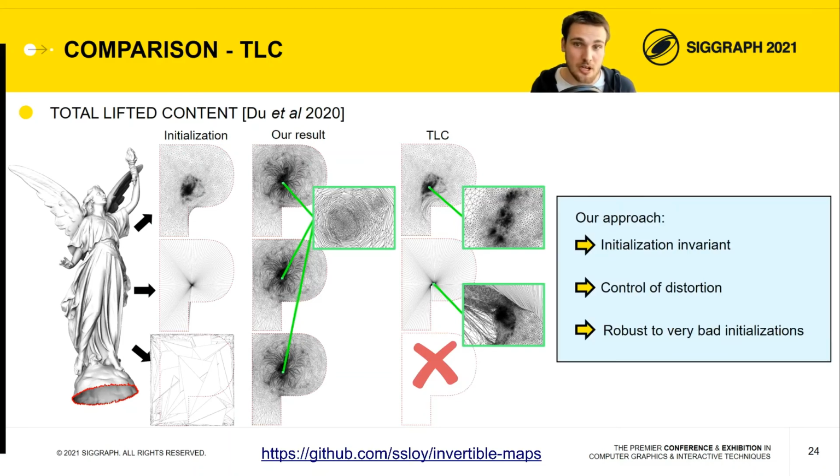To conclude, we can see that our approach is initialization invariant, it can control the distortion while optimizing the untangling, and it is robust to very bad initialization. In the paper, we compare ourselves to other approaches than Total Lifted Content, but the result is still always the same. We are overall more robust and still control the distortion to the same extent as the literature.